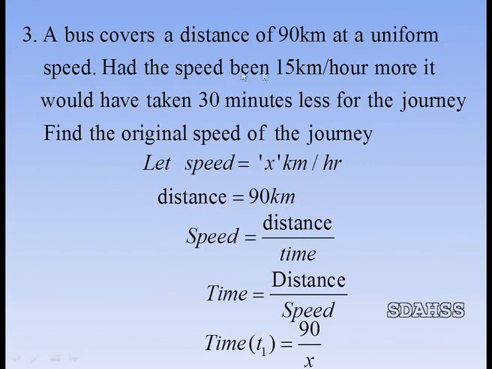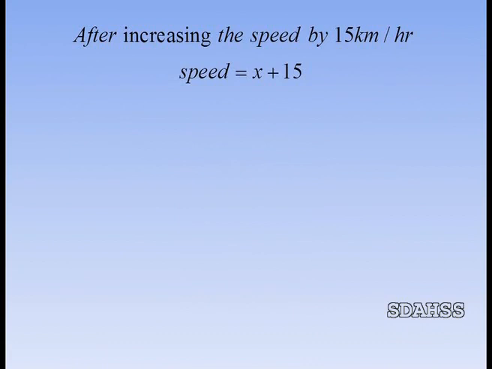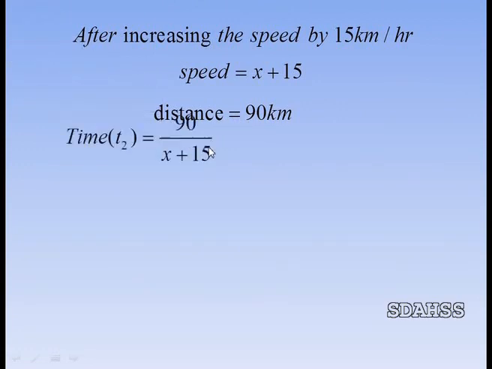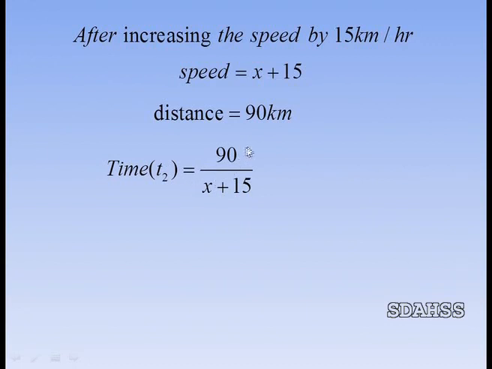Had the speed been 15 km per hour more, this means after increasing the speed by 15 km per hour, the speed becomes x + 15. Then you take the same distance, so the distance is 90 km. Then the time is equal to 90 by (x + 15).